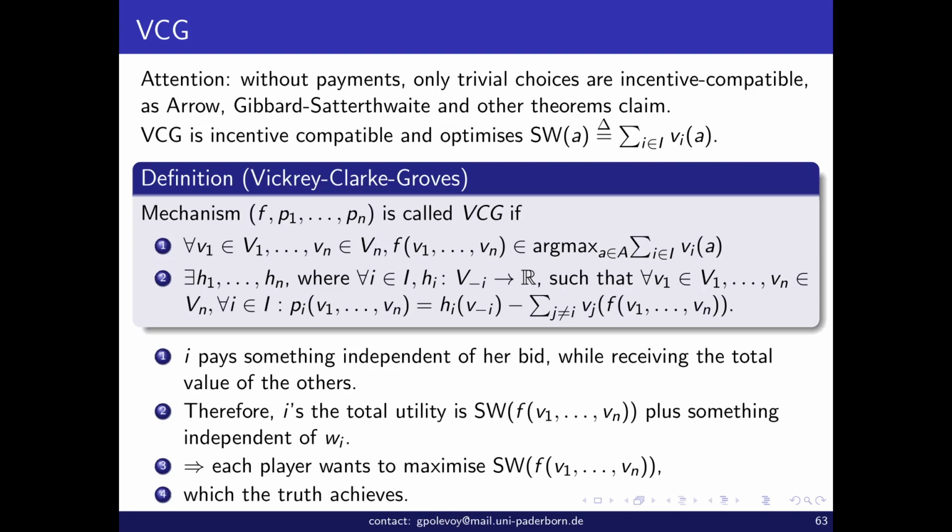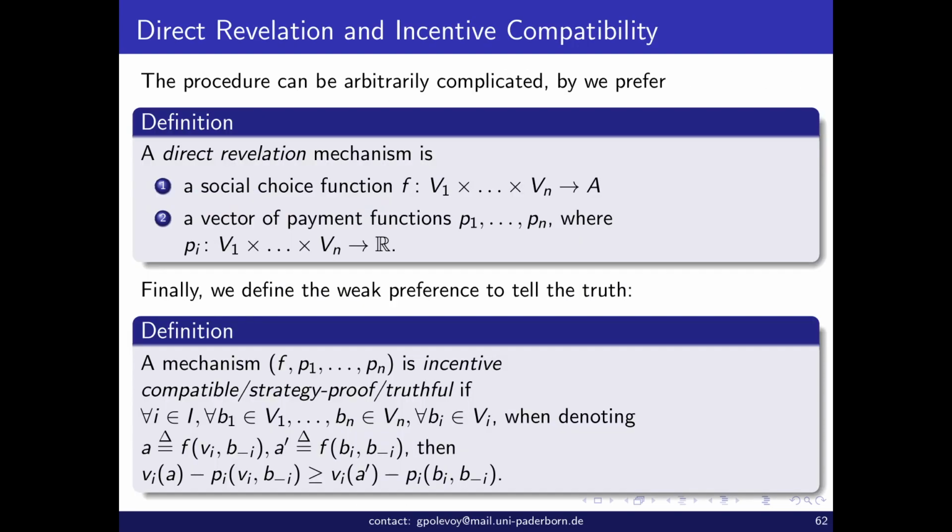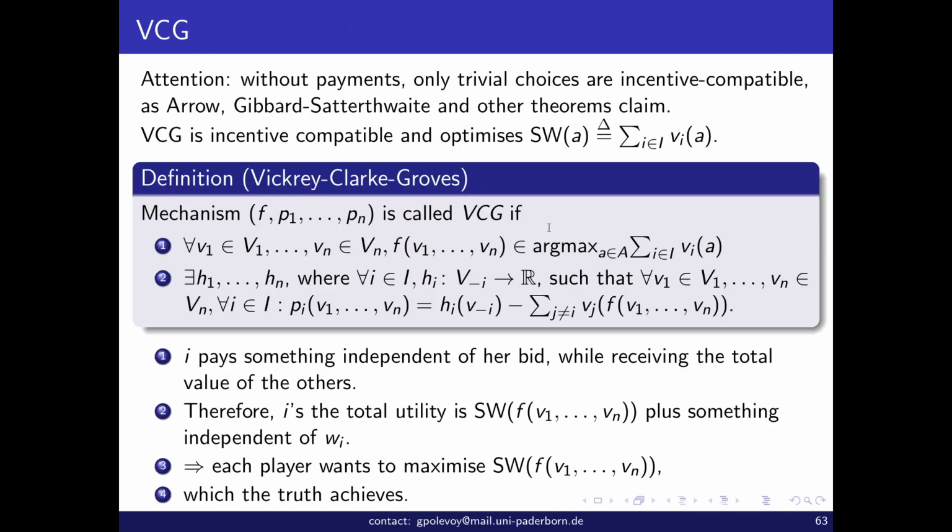And so now we suggest such a mechanism, VCG, which charges payment, and it's incentive compatible. And it optimizes the social welfare, which is the sum of the values, not the utility, because we don't care for the payments. In the goal, we just want to optimize the social welfare, the sum of the values. And the mechanism is defined generally like that. So the mechanism contains the function f and, as we define a general revelation mechanism, it contains f and the payment function. And it's called VCG if two conditions hold. So there are two conditions.